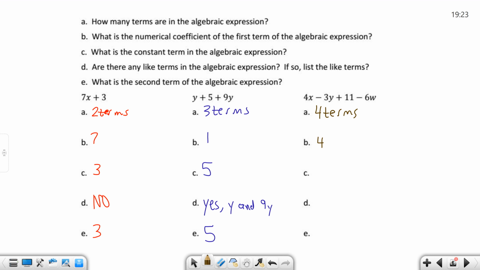What is the constant term? Well, here, variable, variable, variable, there it is. So plus 11. So 11 is my constant term.